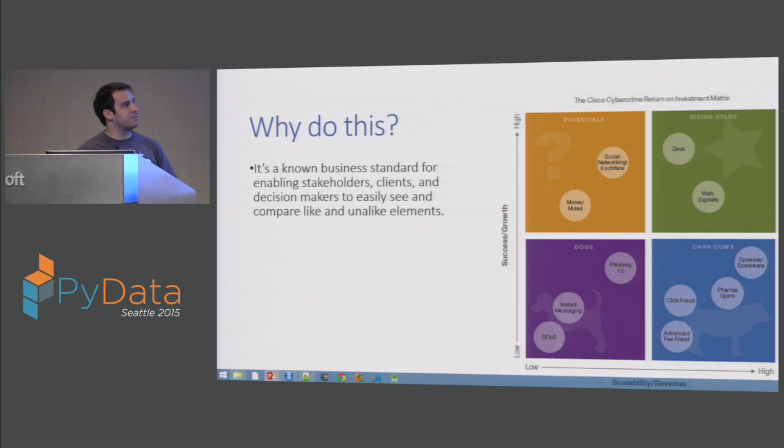And what these are is they're different product types and the performance of them and the potential future growth. And so that's the 2 axes that are available. So the x-axis is the revenue that's being produced by these different products, and the success/growth is the potential they have to keep growing.